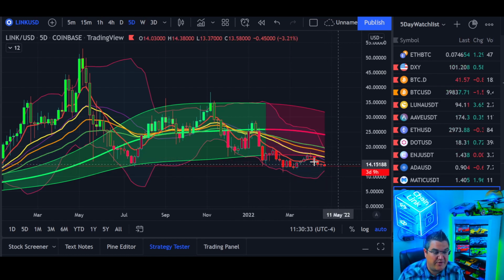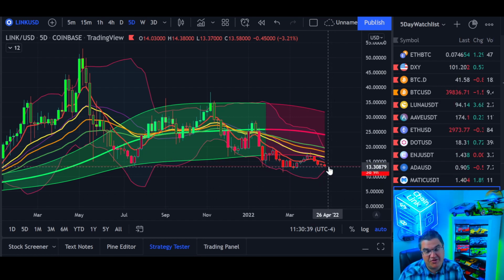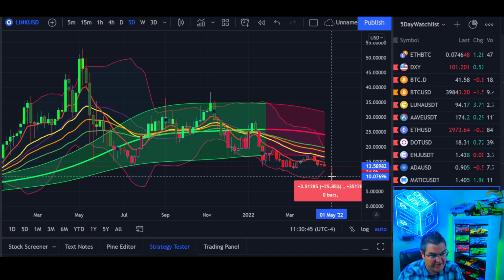So is it a good time to be accumulating? Yes. Is it a good time to be going all in? Probably not, right? Because say we're at 13 now. What happens if we do go to the 8 or 5 or 10? Those are substantial drops. If we go down to 10, you're looking at another 25% down here.